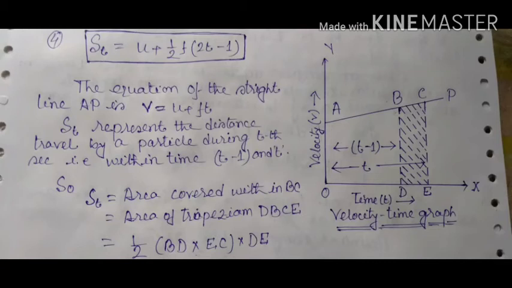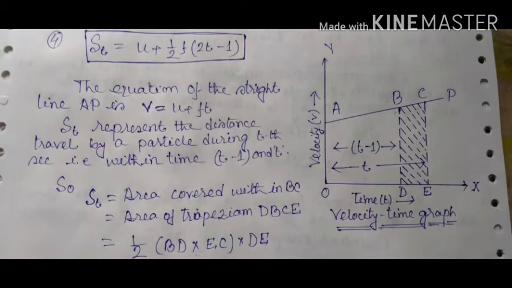So v square is equal to u square plus 2fs. Now equation number 4, st is equal to u plus half of f into 2t minus 1. Look at the figure. The equation of the straight line AB is v is equal to u plus ft. St represents the distance travelled by a particle during the tth second, that is within time t minus 1 and t. So we have to calculate the area that lies between the straight lines BD and CE. St is equal to the area covered, that is the area of the trapezium BDCE, which is equal to half into BD plus EC into DE.